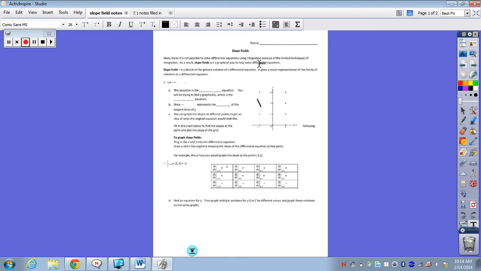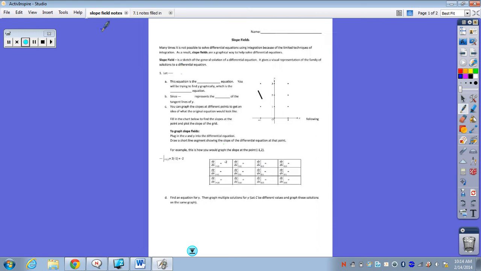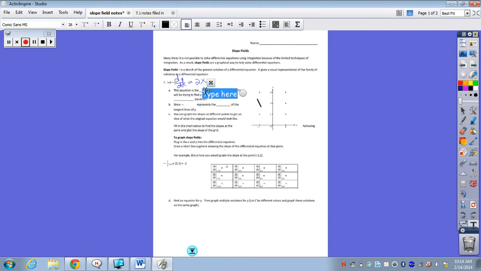If you look on your paper, the equations didn't show up on here, so I'm going to write them. You should have dy/dx is equal to 2x. Okay. So this equation is the differential equation, or the derivative. And you will be trying to find y graphically, which is the original equation.